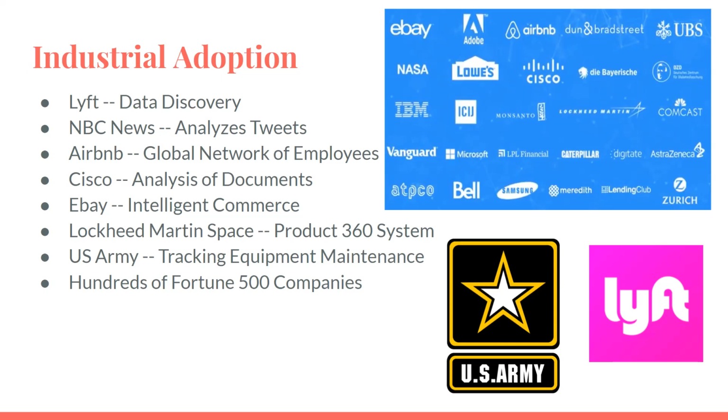NBC News analyzes hundreds of thousands of tweets using Neo4j. Caterpillar, which is a construction, machinery, and equipment company, uses Neo4j, which provides natural language processing at scale, making equipment repair more efficient. Airbnb uses Neo4j for master data management, which empowers a global network of Airbnb employees.